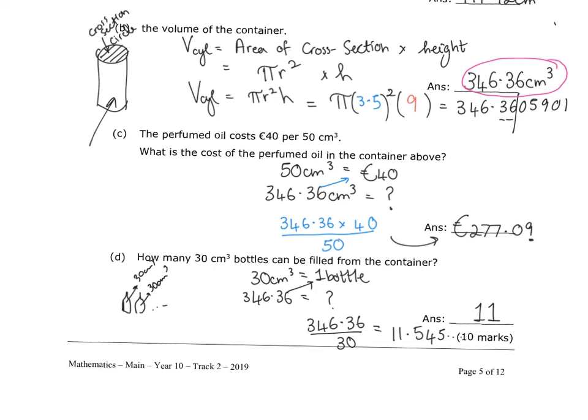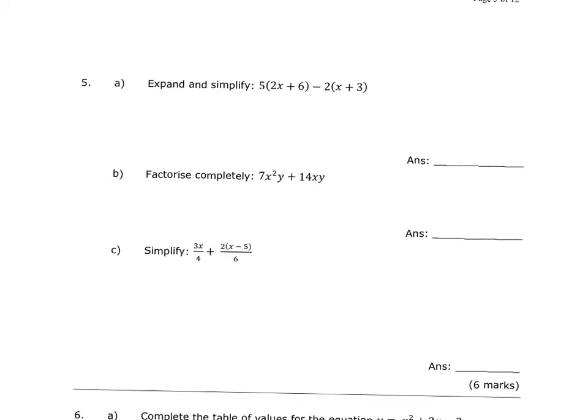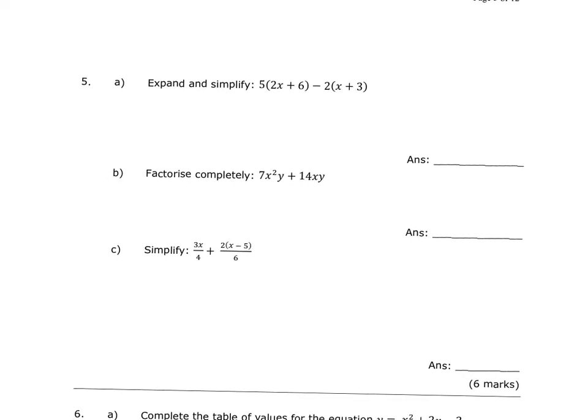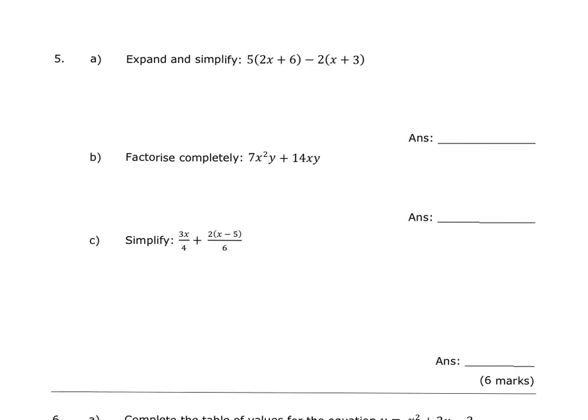Now, next question, which will be the last question from this part on this video. It's algebra. We need to expand and simplify. So we start by expanding. Expand, we open up the brackets. Don't forget the term in front of the bracket has a multiplication there. So 5 times 2x, 5 times 2 is 10, and don't forget the x. 5 times 6, that is 30.